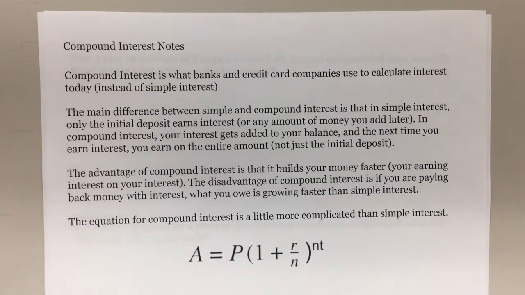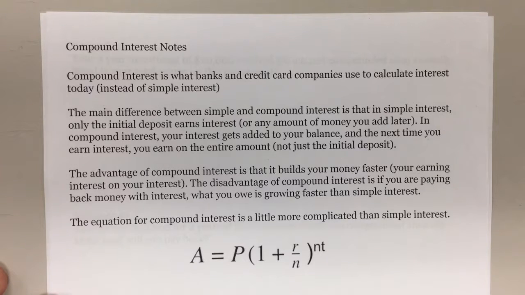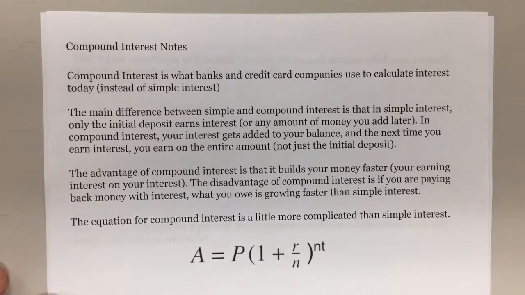So here are our compound interest notes. Compound interest is what banks and credit card companies use to calculate interest today instead of simple interest. The main difference between simple and compound interest is that in simple interest, only the initial deposit earns interest, or any amount you add later. So if you were to make an additional deposit later of, let's say, another $100, that $100 could earn interest. But none of the interest that you've earned will ever earn interest.